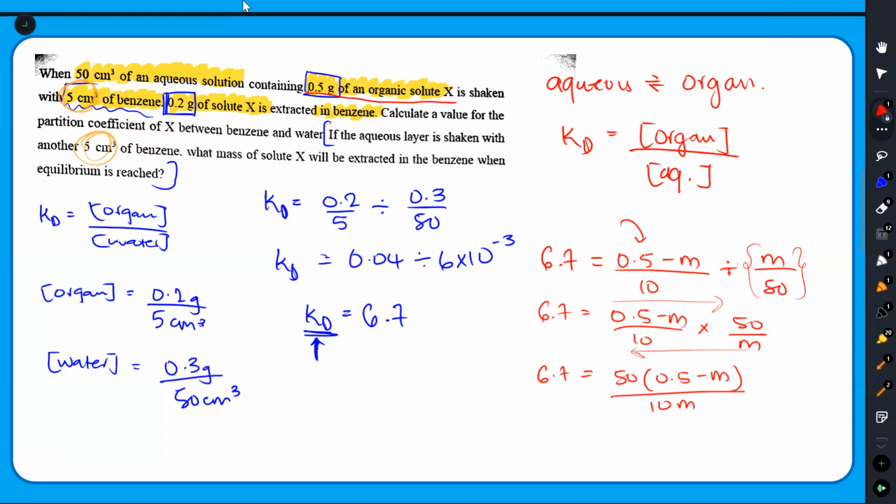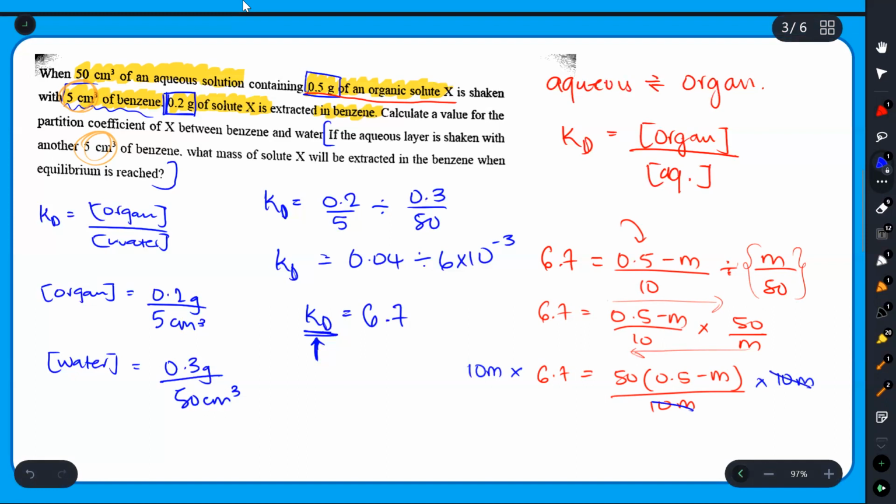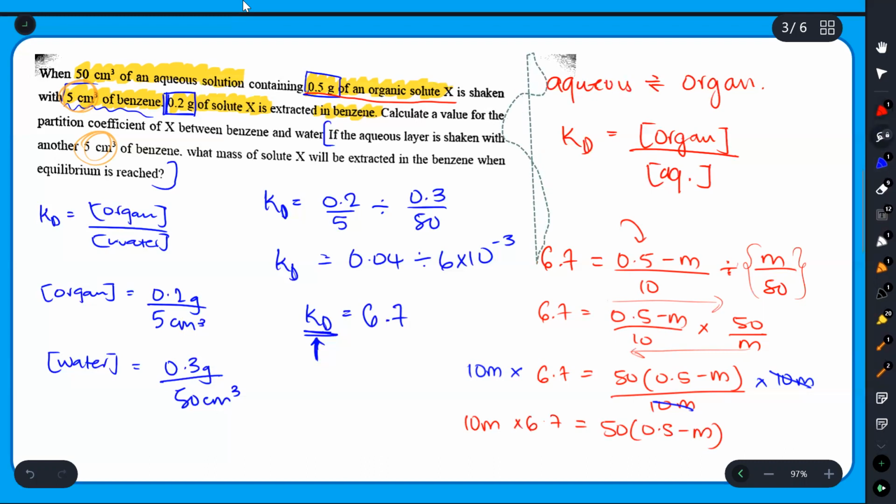And this can help us to further calculate. Now, I want to get rid of this denominator, and seeing that this line here means that we're dividing, in order to cancel out this 10M, I have to multiply by 10M. And whatever I do on one side of the equation or the equal sign, I have to do on the other side in order to keep the equation equal. So now what we're working with is 10M multiplied by 6.7 is going to be equal to 50 times 0.5 minus M.